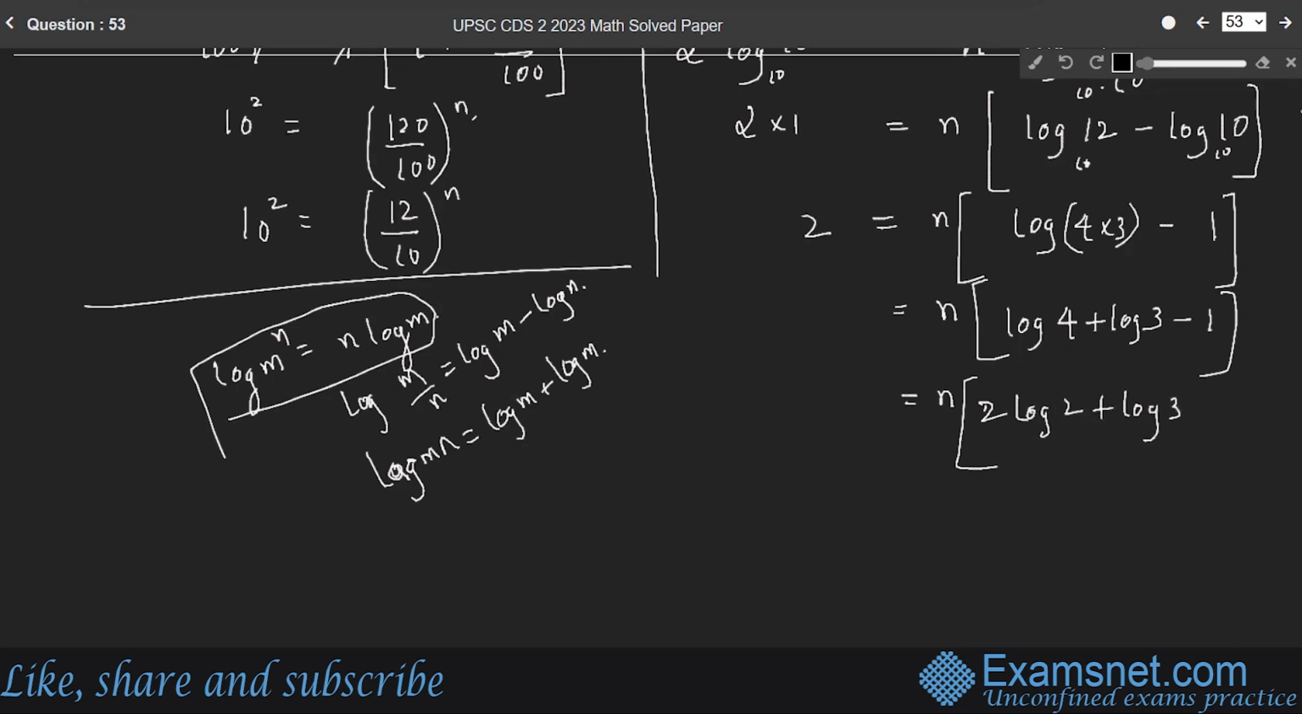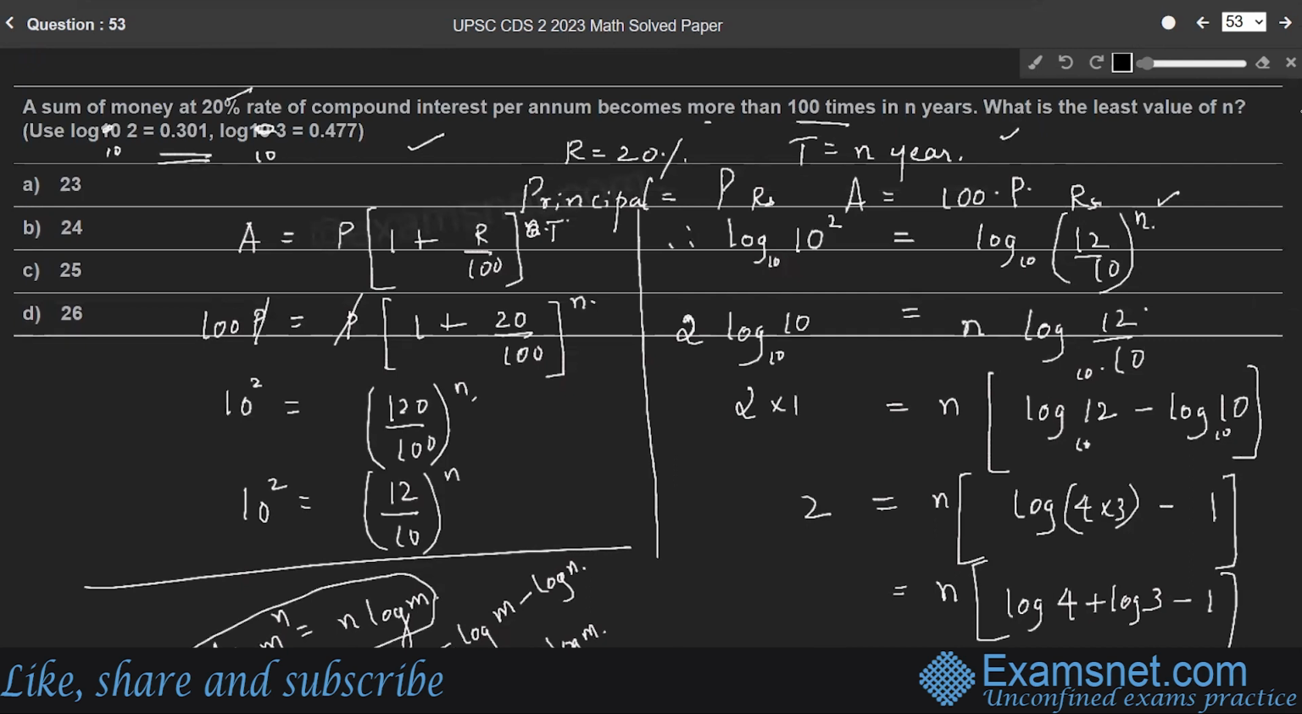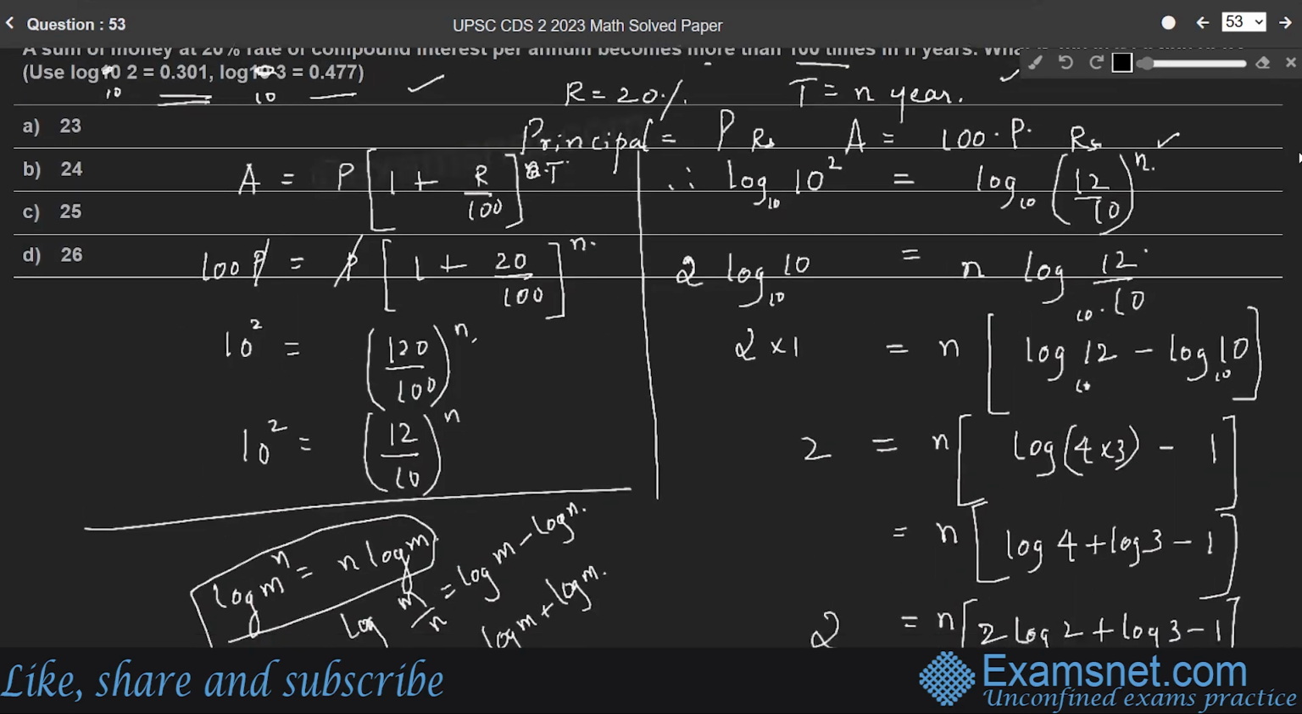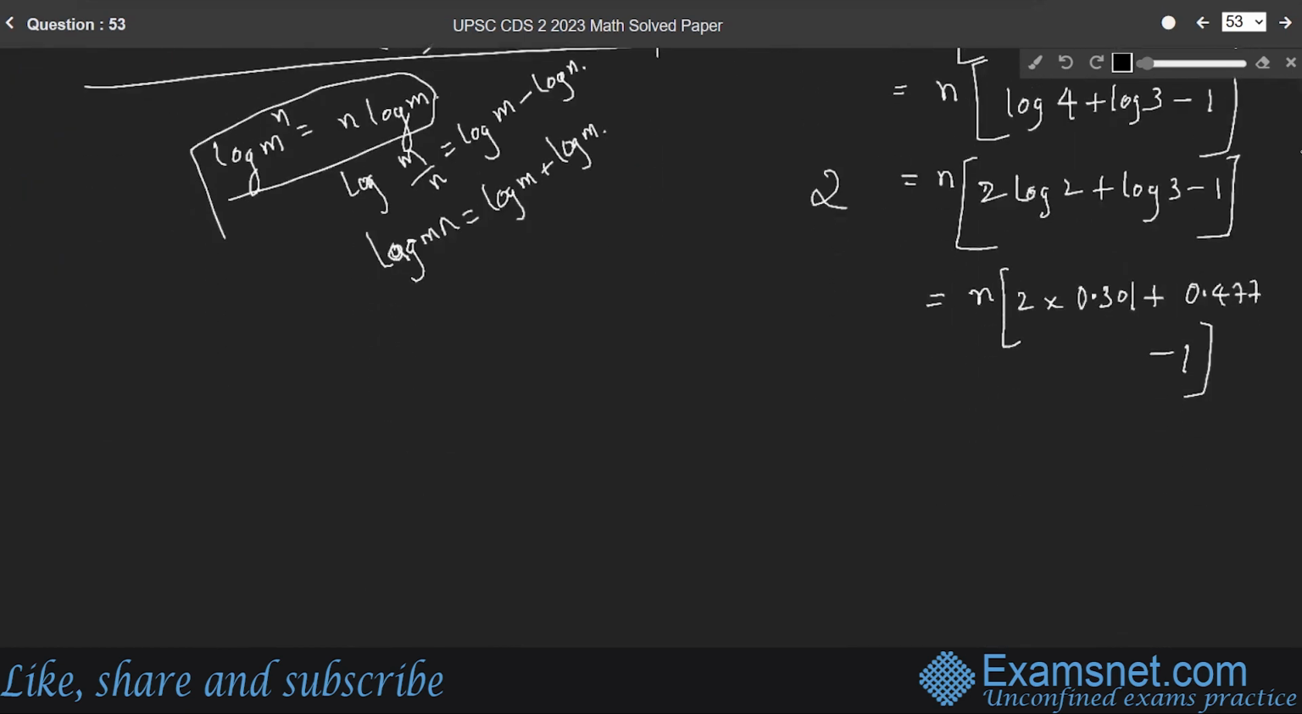Here, log 2 and log 3 values are given in the question. Log 2 is 0.301. Log 3 is 0.477, right? Therefore, n into 2 into 0.301 plus 0.477 minus 1. Simplify it, and you will get the answer. So finally we are going to find the value of n. So 2 is equal to n into, so 0.301 into 2 is 0.602 plus 0.477 minus 1.